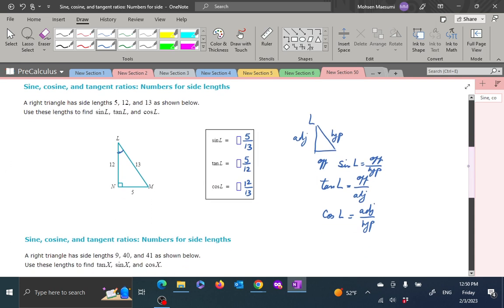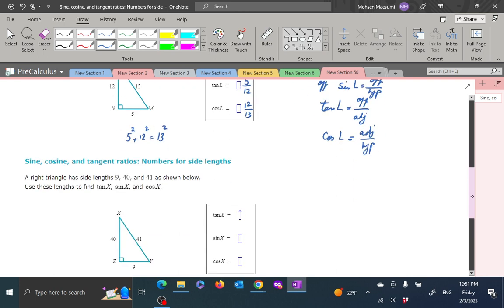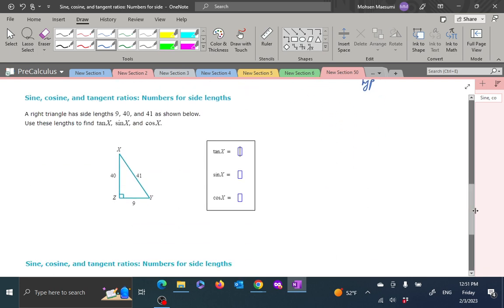5, 12, 13 is one of those magical triplets. 5 squared plus 12 squared is equal to 13 squared. It's one of those rare instances where all three sides are whole numbers. Here's another example, 9, 40, and 41. That's another magical triplet.